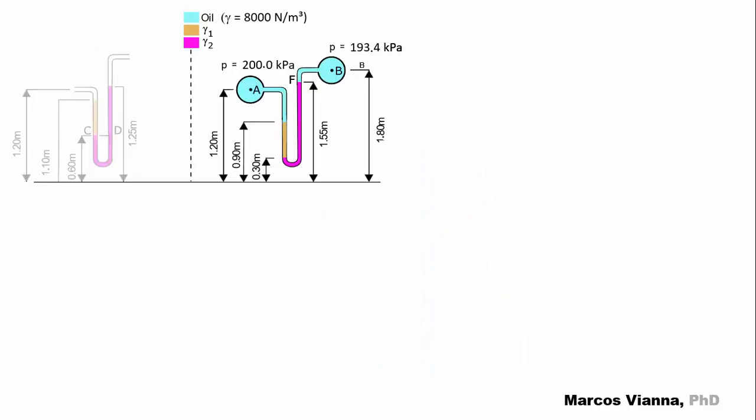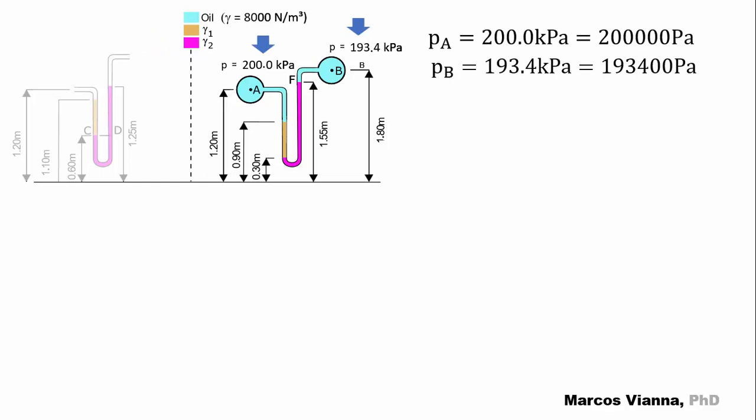A differential manometer shows this initial configuration. Then, it's linked to the points A and B as shown. Now the configuration turns to this. The pipes are filled with oil, whose specific weight is 8,000 newtons per cubic meter. We know that pressures at A and B are 200 kilopascals and 193.4 kilopascals, respectively. Find the specific weights of liquids 1 and 2.